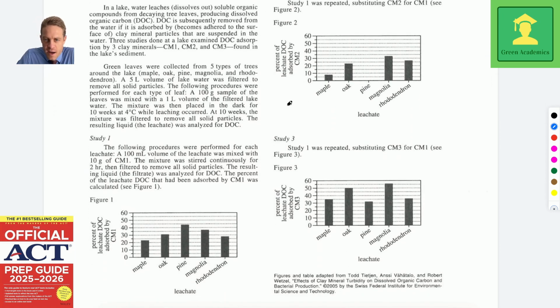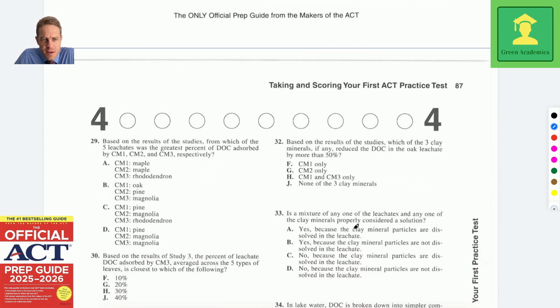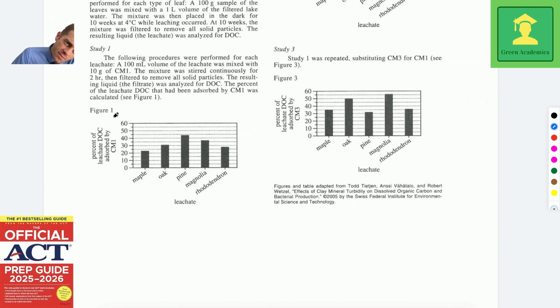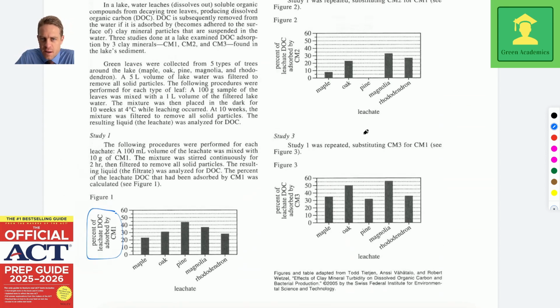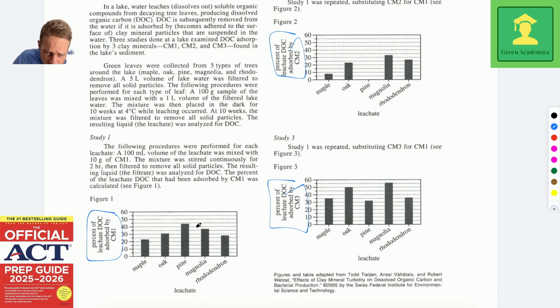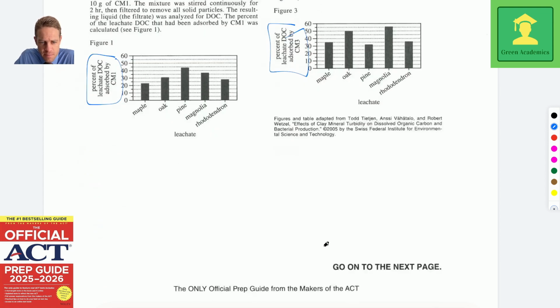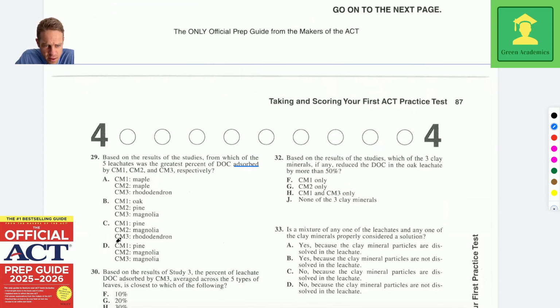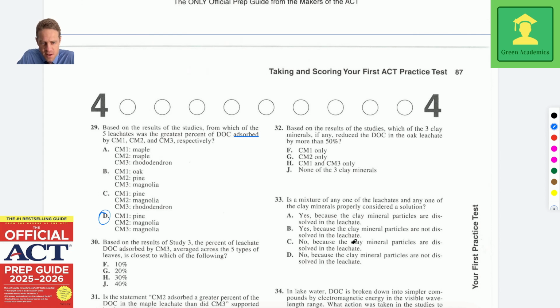Okay, because it has charts and graphs, you can jump right to the first question. Based on the results of the studies, from which of the 5 leachates was the greatest percent of DOC adsorbed by CM1, CM2, and CM3, respectively? Percent of leachate adsorbed by CM1. So this is CM1, CM2, and CM3. The greatest percent, I would have said it was pine for 1, magnolia for 2, and magnolia for 3. Pine, magnolia, magnolia.